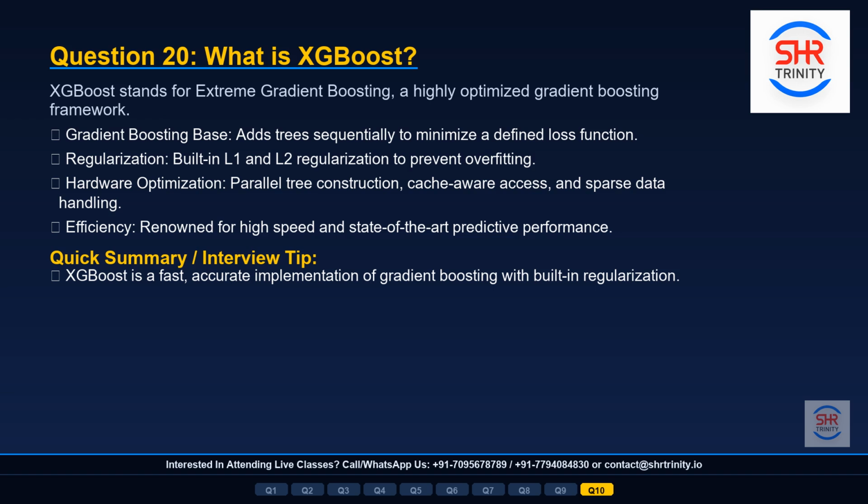First, it includes built-in L1 and L2 regularization directly in the objective function, which penalizes complex trees and prevents overfitting. Second, it utilizes advanced system optimizations, including parallel tree building, cache-aware data access, and out-of-core computing for handling massive datasets. Third, it has built-in algorithms for handling missing values and sparse data. These improvements make XGBoost incredibly fast and highly accurate, which is why it is the go-to algorithm for winning machine learning competitions and solving real-world business problems.